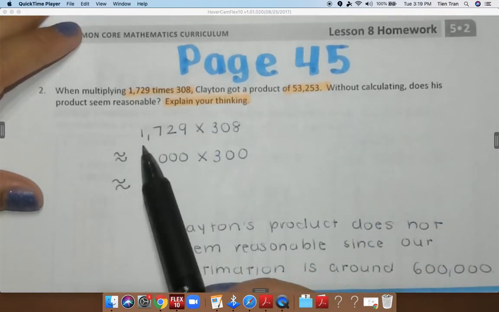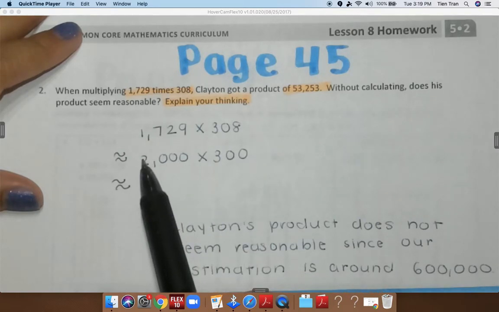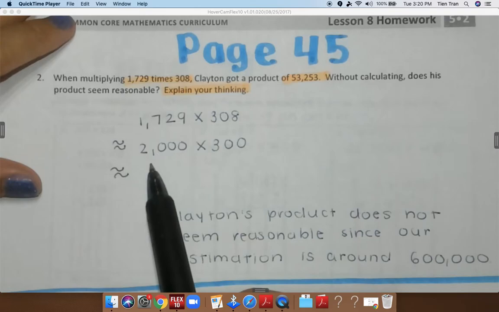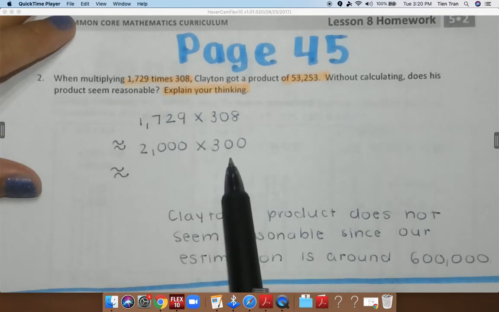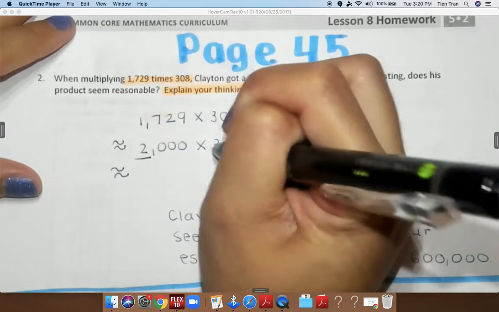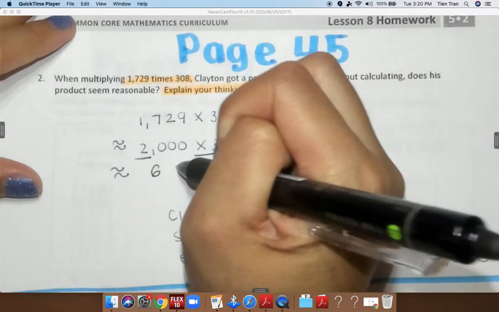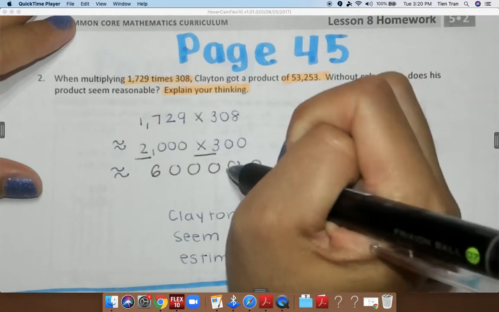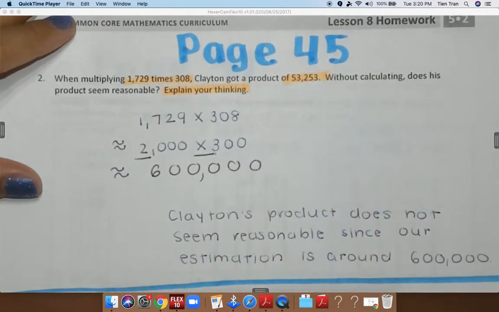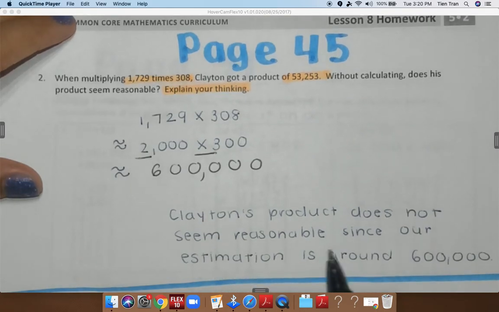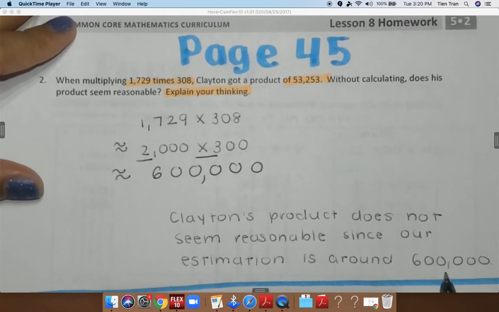Explain your answer. So just looking at this right here, I'm going to round. So I'm rounding 1,729 to 2,000 and 308 to 300. So when I multiply 2 times 3, I get 6, and I'm going to add 1, 2, 3, 4, 5 zeros at the end. And looking at it, I get 600,000. So Clayton's product does not seem reasonable since our estimation is around 600,000.